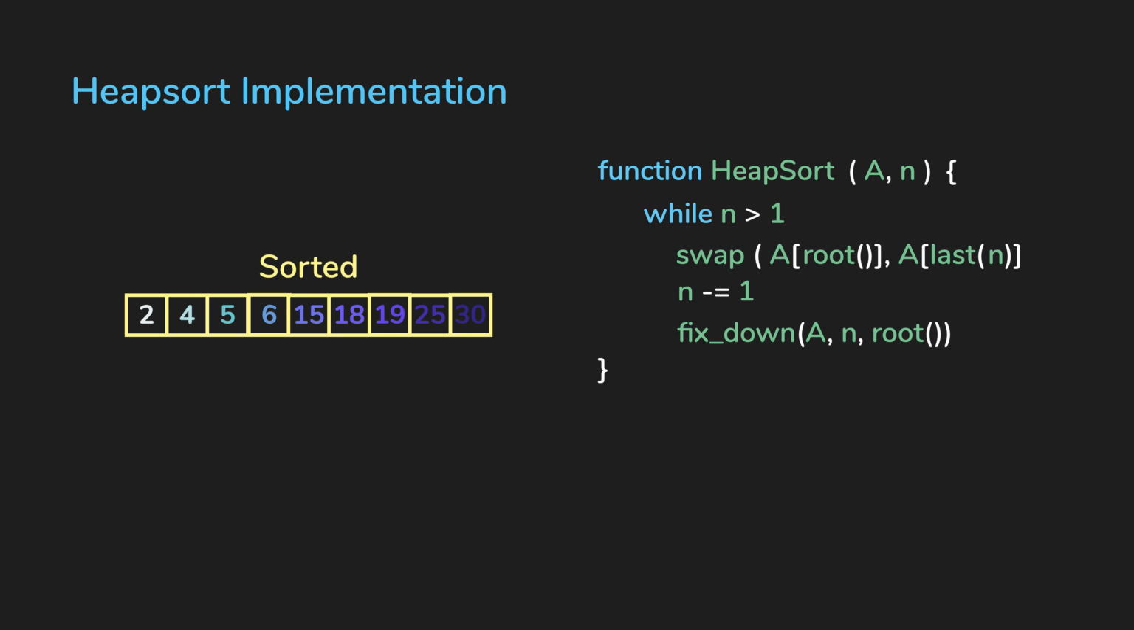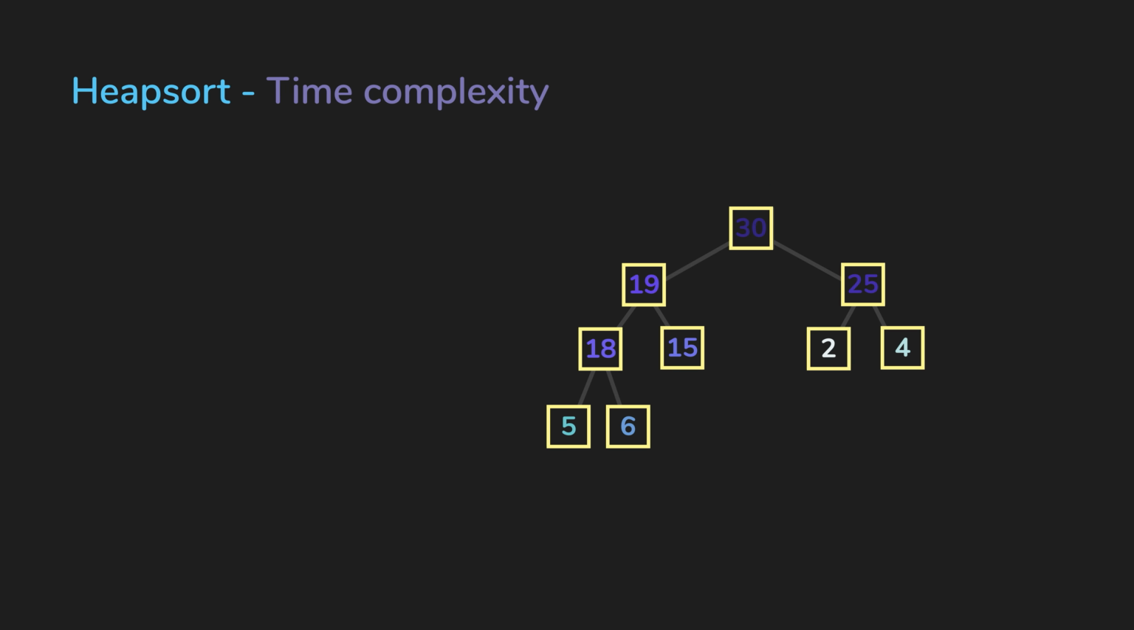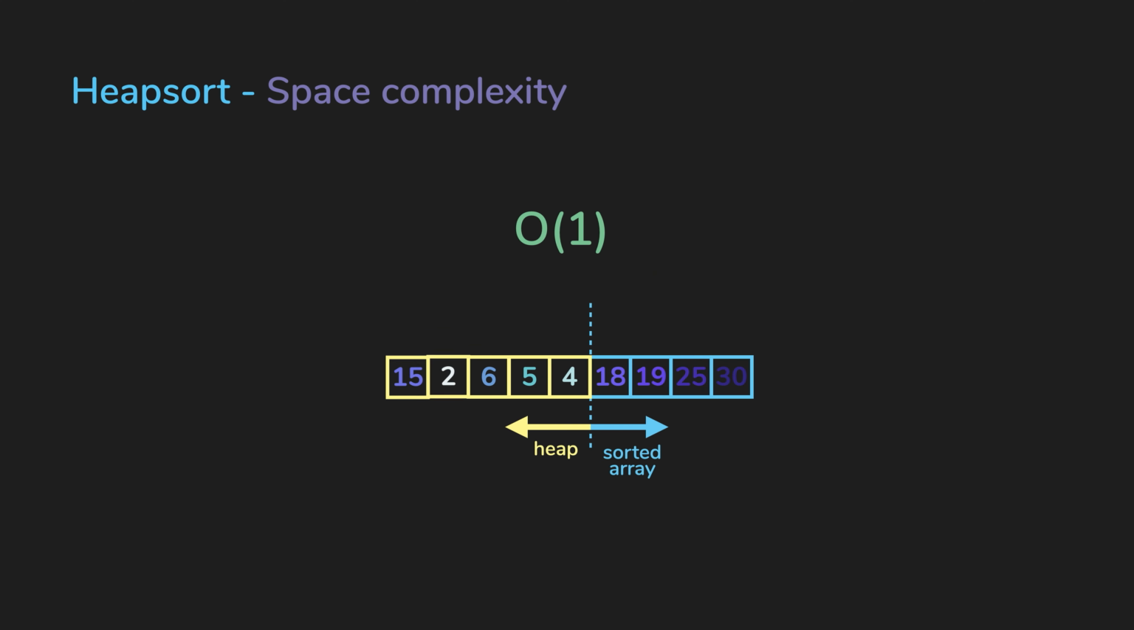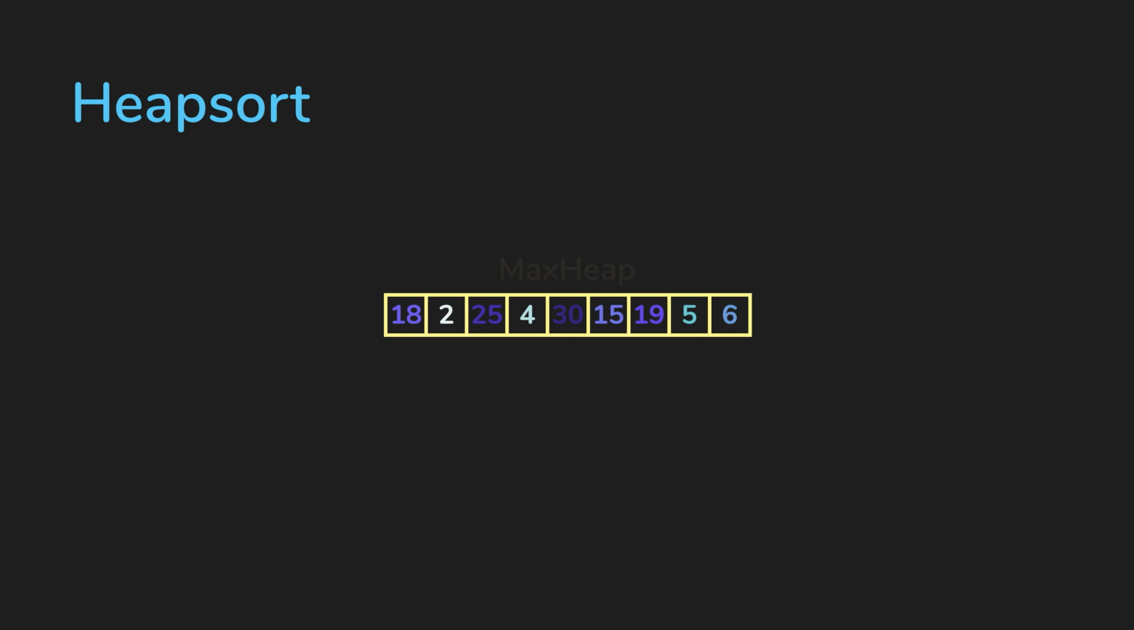So as you can see, you're going to perform fix down n times. So the time complexity will be O of n log n, like before. But you also save space this time, since you don't require any extra memory. It's an O of 1 space complexity. However, we didn't talk about how we can turn our array into a max heap.